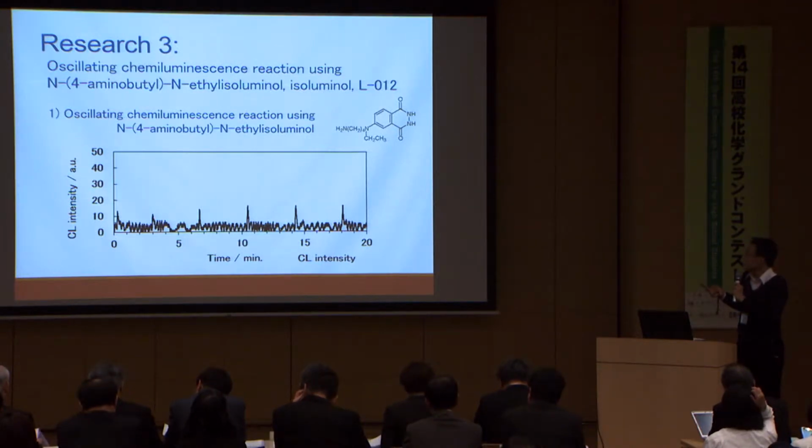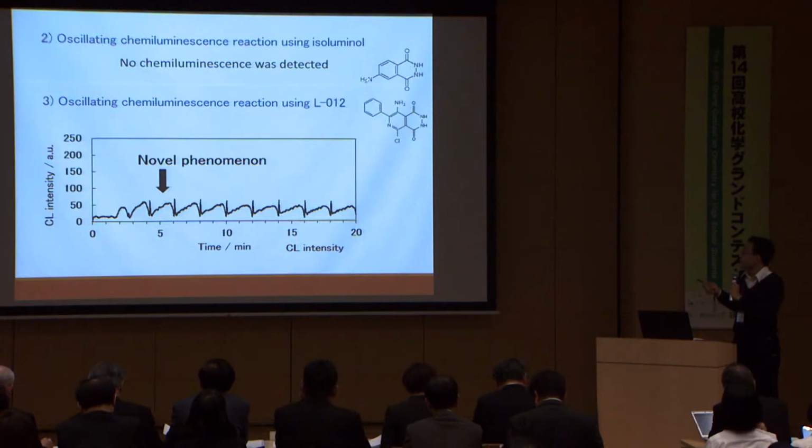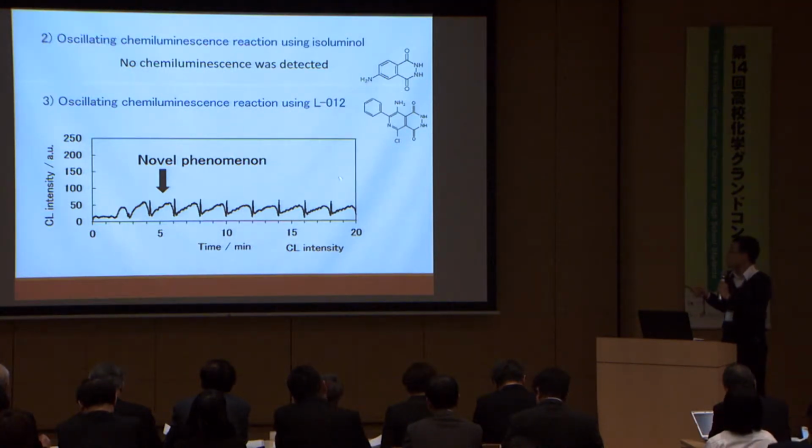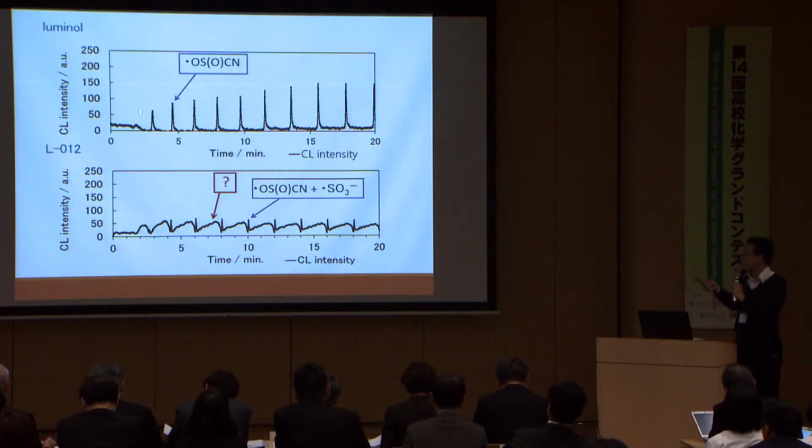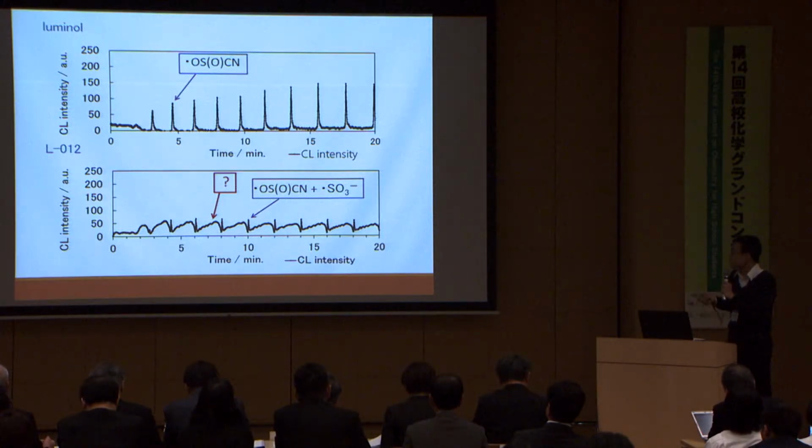As you can see, this substance didn't emit light as much as luminol, and this substance, isoluminol, didn't emit light at all. But when we used L012 instead of luminol, between the sudden strong chemiluminescence, a gradual increase in chemiluminescence intensity was discovered, which couldn't be found by using luminol. If we compare the graphs, the difference is obvious.